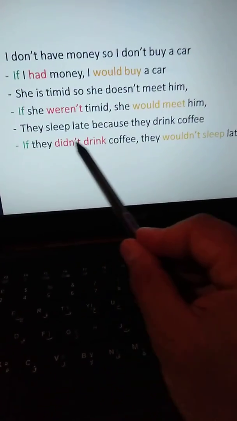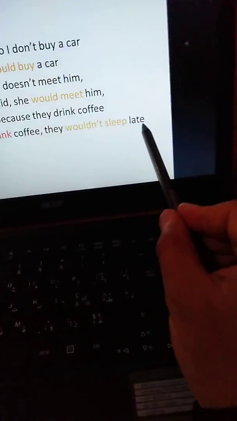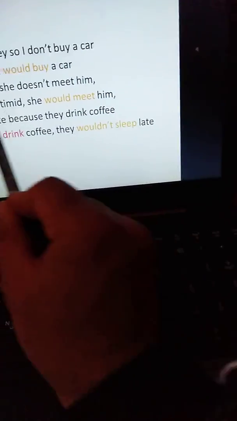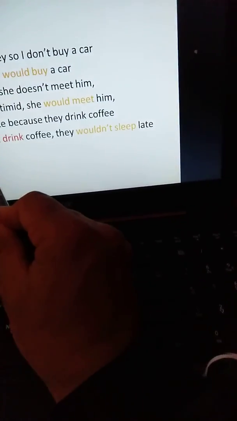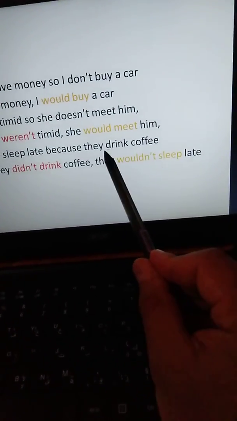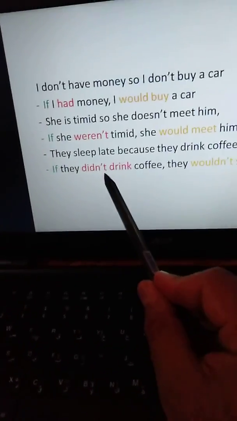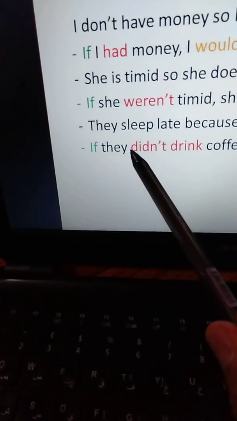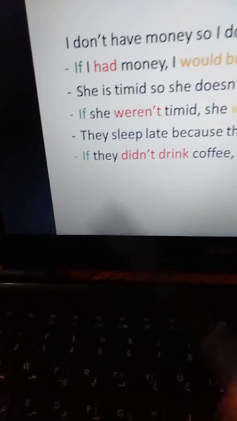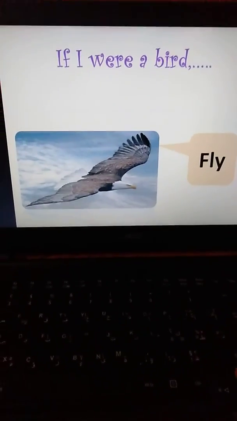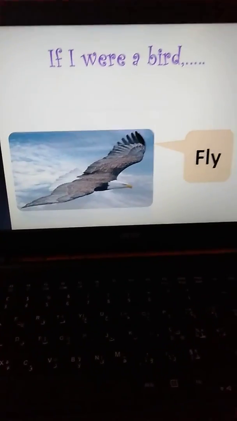If they didn't drink coffee, they wouldn't sleep late. So this is the cause. The verb here is positive. Wouldn't is negative. And this is the verb of the cause. It is positive, so it must be negative in the past: didn't plus the verb in the infinitive. Okay? So like this you are going to work on the exercises.